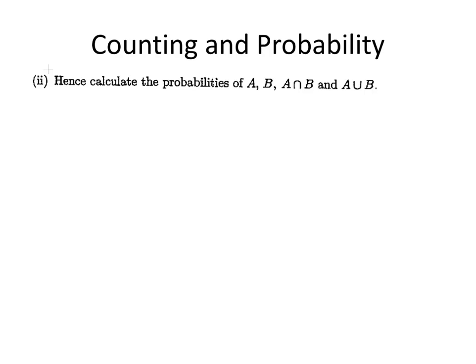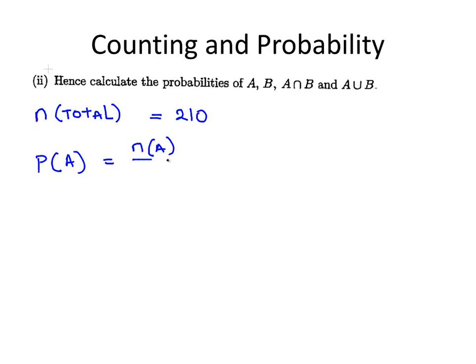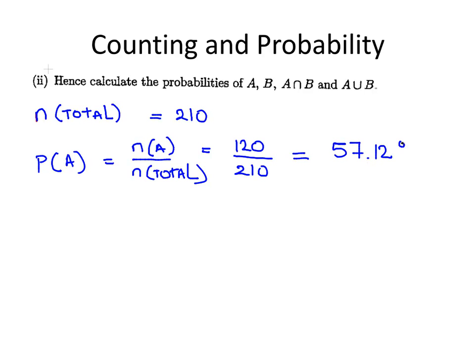What we're asked to do now is calculate the probabilities of A, B, A intersection B, and A union B. Recall that the total number of ways of selecting cards, N total, was 210. So the probability of A is the number of ways we can select A divided by the total number of ways we can select 3 cards. Here that is 120 divided by 210, and the answer is 57.14%. That's just a bit of calculator work. You can check your answer yourself.